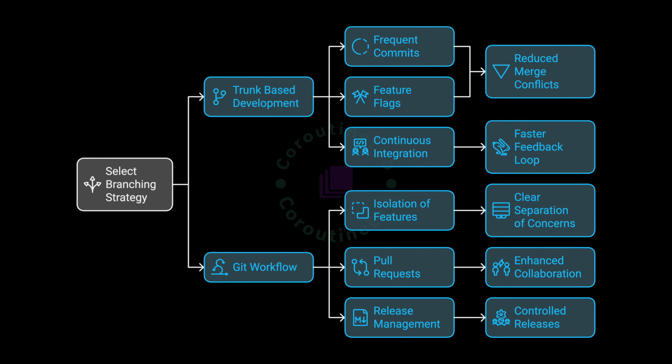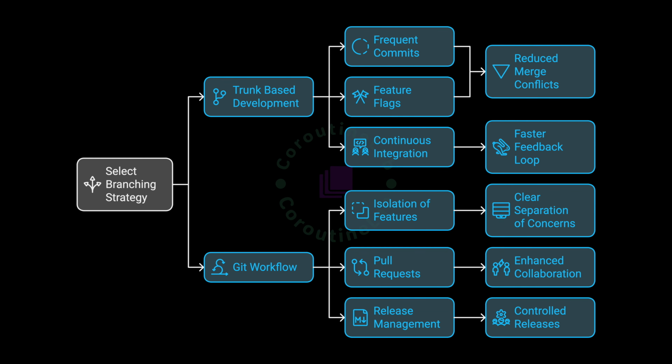Trunk-based development encourages developers to commit small, incremental changes multiple times a day. This approach helps reduce merge conflicts and ensures faster feedback loops. With fewer branches to manage, the workflow becomes more streamlined, making collaboration within the team much easier. An essential aspect of trunk-based development is the use of feature flags, which allow incomplete or experimental features to be safely integrated without impacting production.